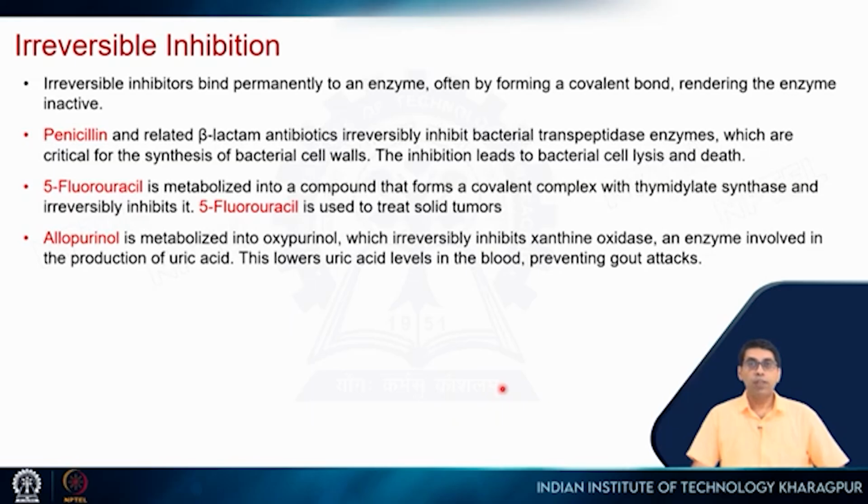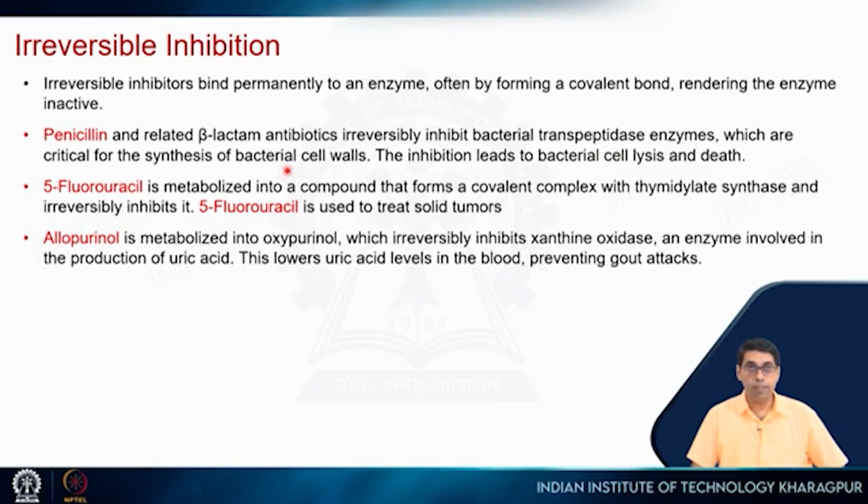Okay. So these are all reversible inhibitors. We also have irreversible inhibitors, and here I am giving you some examples. Irreversible inhibitors permanently bind the enzyme, so they kill the enzyme permanently because they form a covalent bond with the enzyme. Penicillin and the penicillin class of molecules, the related beta lactams, are antibiotics. They irreversibly inhibit the bacterial transpeptidase enzyme. The transpeptidase enzyme is important for synthesis of bacterial cell walls.